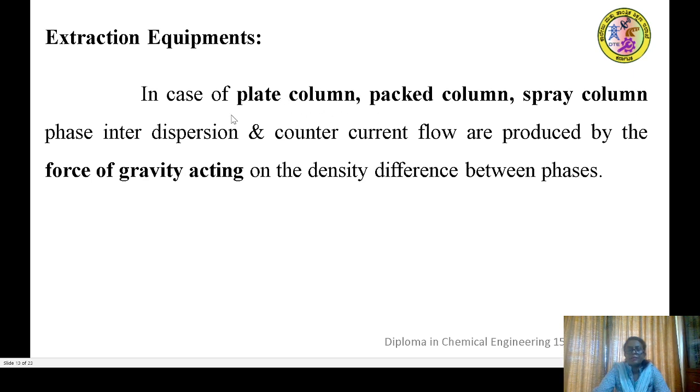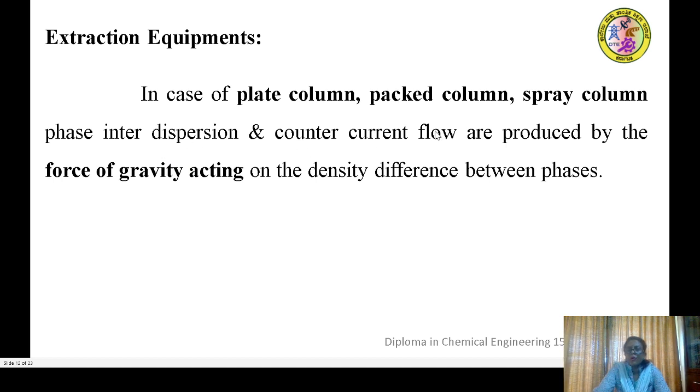So this is another way of classification of extraction equipments. Some extraction equipments involve dispersion of the phases and the flow of phases produced by the gravitational force. In some extraction equipments, both the flow of phases may be produced by gravity, but the dispersion will be produced by mechanical agitation. In case of plate column, packed column and spray column, the two liquid phases will be dispersed into one another.